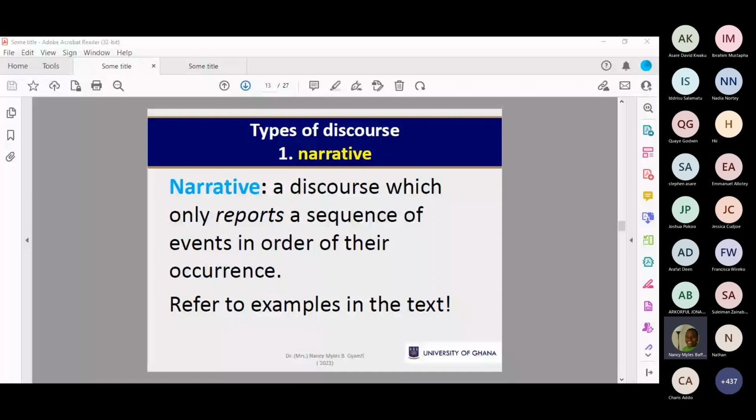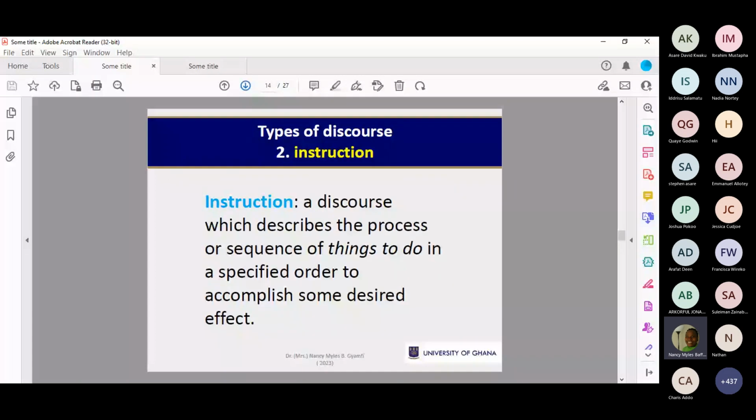Sometimes it is not narrating, it is rather doing what? It is instructing. Narration tells you how it happened, a sequence of events and how it occurred. That's narrative. So you see that it has a sense of past tense to it. You report what happened. Instruction has a sense of future tense to it, how to do it.